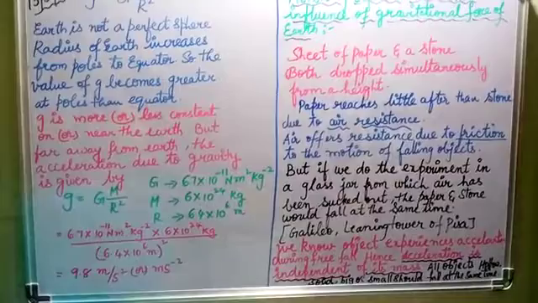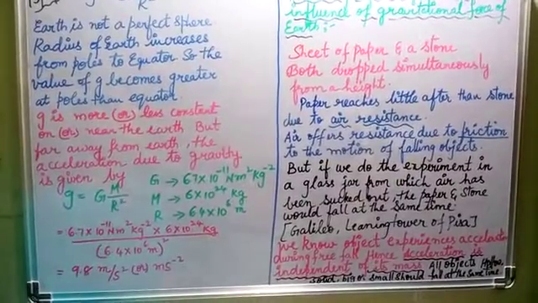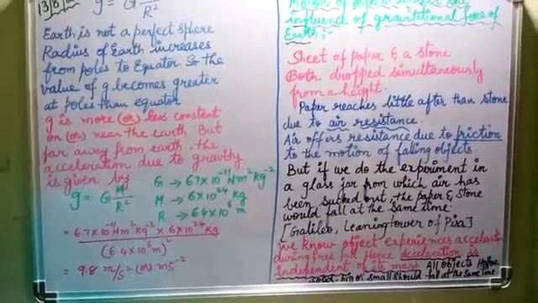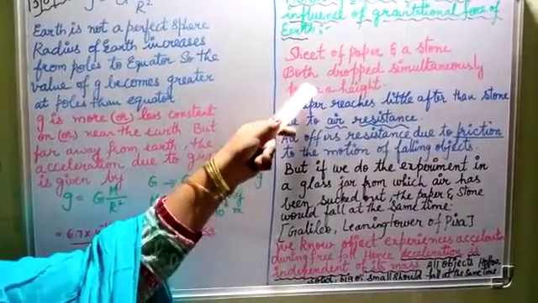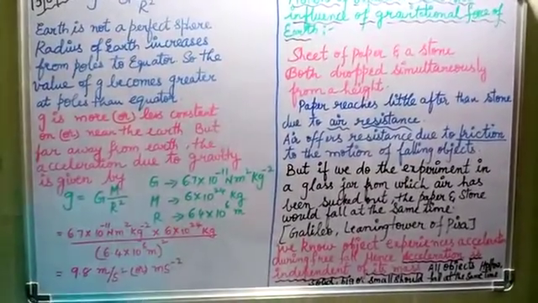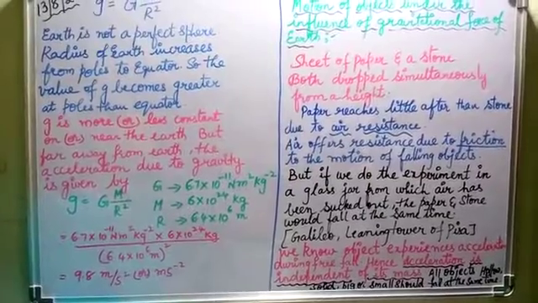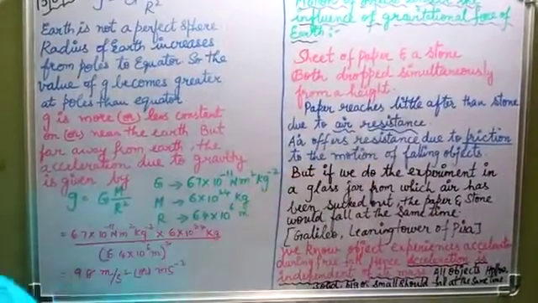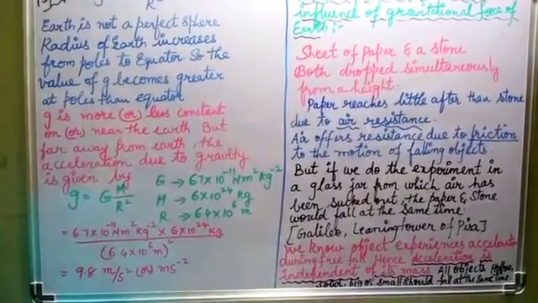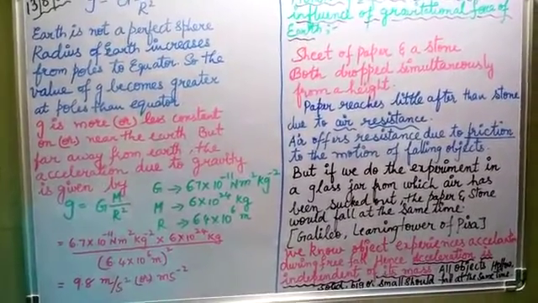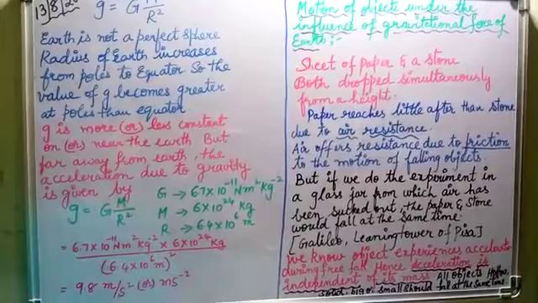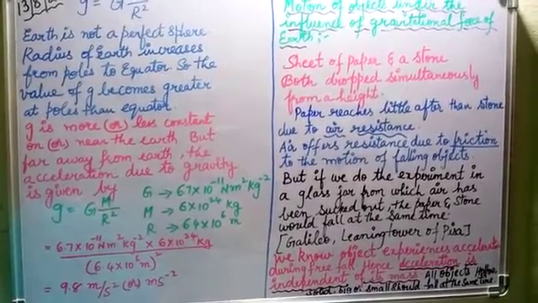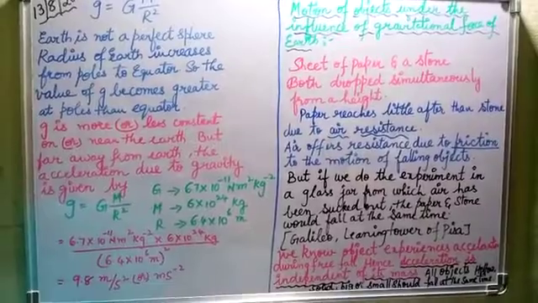Here there is an activity given to you, where you take a paper and a stone. Paper and stone are both dropped simultaneously from a height. What can you observe, children? We observe that the paper reaches a little after the stone due to air resistance. The paper reaches later than the stone because the air resistance will be more on the paper than on a stone.